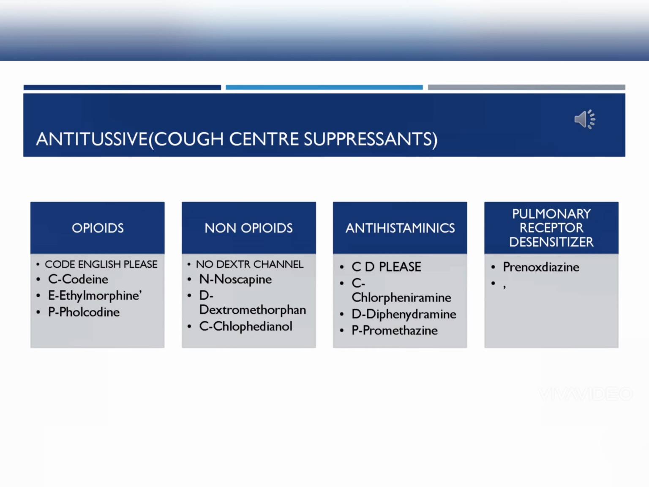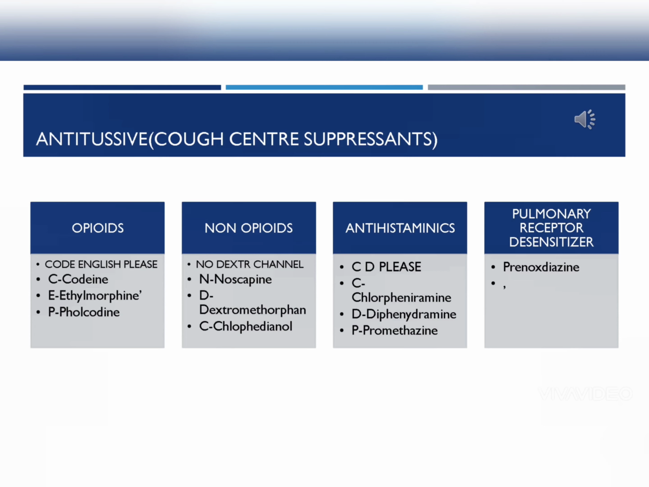The first A, that is antitussive or cough center suppressant. It is divided into four classes, that is opioids, non-opioids, antihistaminics, and the last pulmonary receptor desensitizer. For opioid, the mnemonic drug will be code English please. C for codeine, E for ethylmorphine, and P for pholcodine.